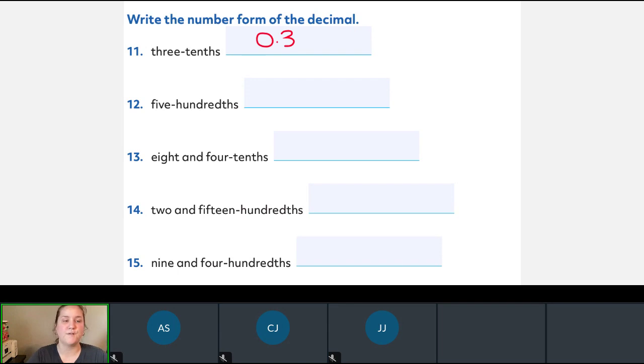Number 12 is 5/100ths. So that would be 5 over 100. So that means in our decimal, we need to go all the way out to the hundreds place. So that's why we put that extra 0 there. That's the tenths. Here's the hundreds. So 0.05 for number 12.